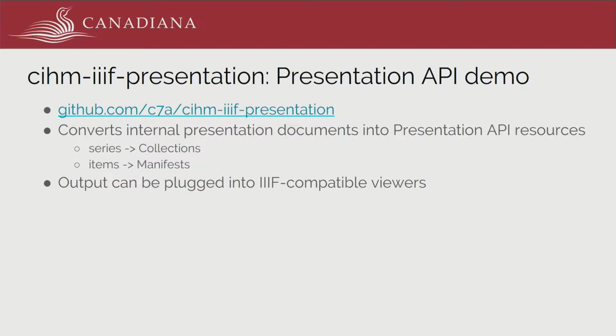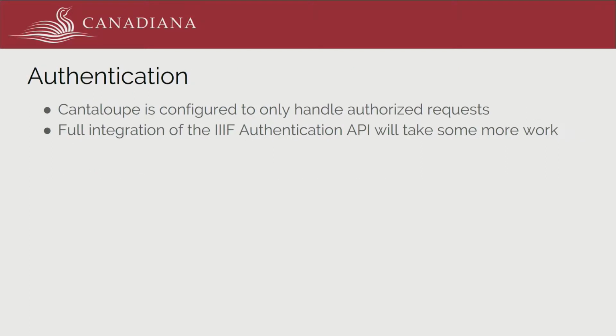The other thing is our presentation API demo. So what this is doing is it's converting our internal presentation documents that we serve basically from our repository to CAP. And it's converting those documents into IIIF collections and IIIF manifests. This was mostly done as a learning exercise to make sure we knew how to actually generate manifests and what things we needed to pull out from our repository to make this possible. It actually wasn't that hard. It was a pretty straightforward thing to do, and the output of this can be plugged into IIIF compatible viewers, and I'll show you that in a moment.